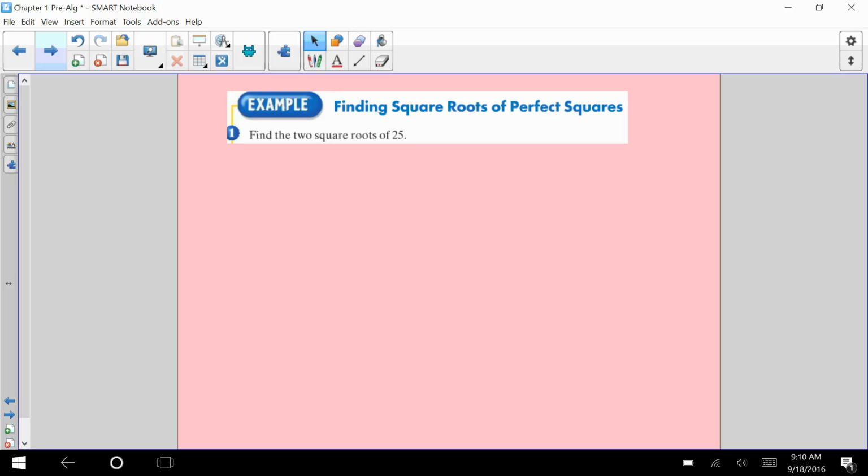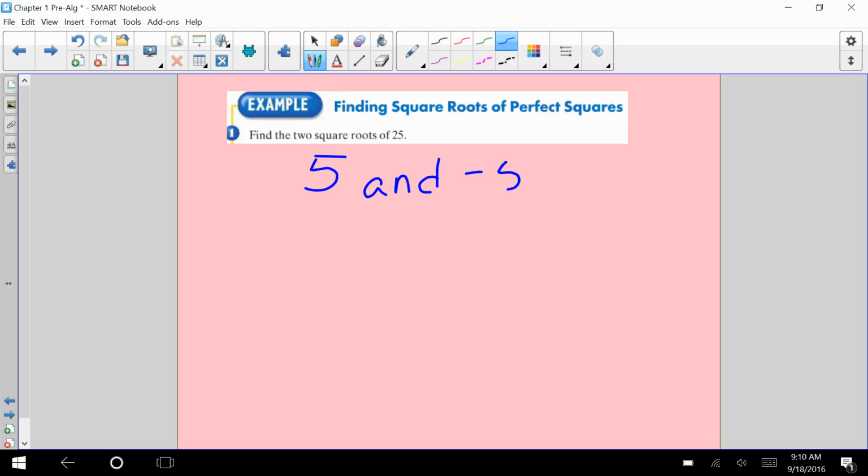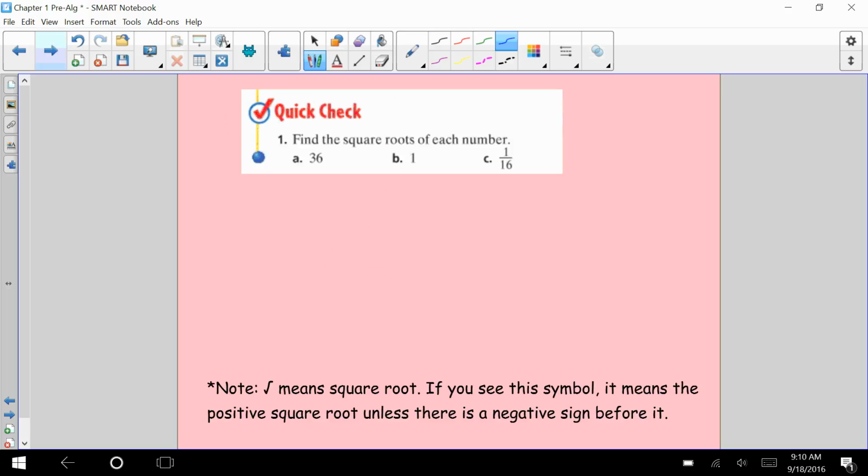Let's find the square roots of a perfect square. There are 2 square roots of any number. 25 has the obvious square root of 5, but there's another number that when multiplied by itself makes 25, and that is -5. Since mathematicians love short ways of writing things, we can write it as plus or minus 5, and there's our answer.